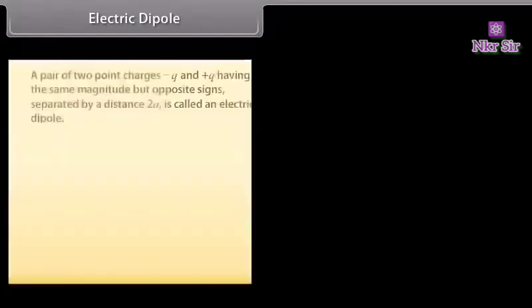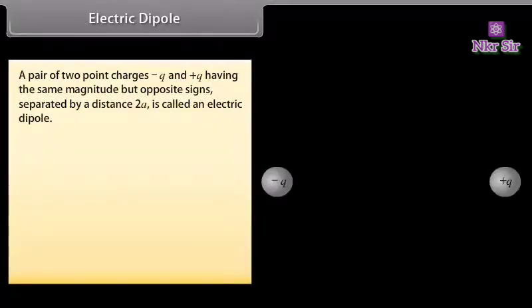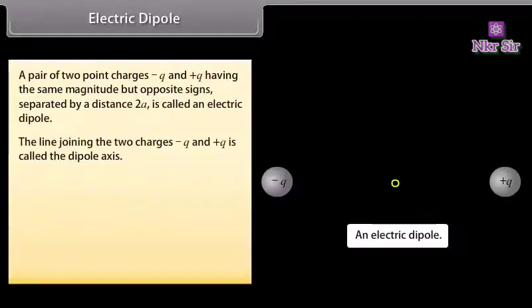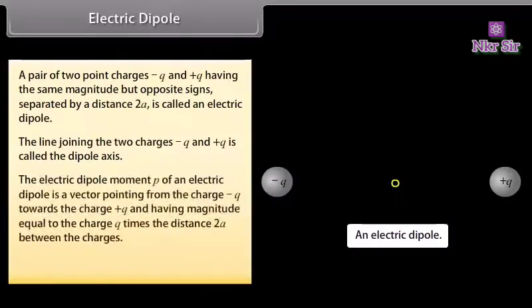Electric dipole. A pair of point charges, minus q and plus q, having the same magnitude but opposite signs, separated by a distance 2a, is called an electric dipole. The line joining the two charges, minus q and plus q, is called the dipole axis. The electric dipole moment P of an electric dipole is a vector pointing from the charge minus q towards the charge plus q and having magnitude equal to the charge q times the distance 2a between the charges. P is equal to 2aq P cap.